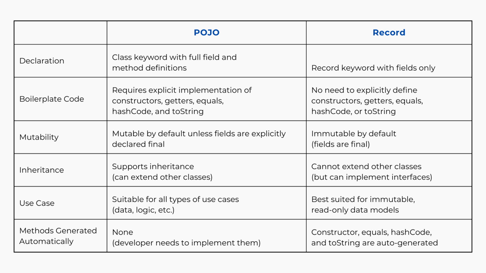In a traditional class, you will have to implement the constructor, getters, equals, hashCode, and toString methods. In case of a Java record, there is no need to explicitly define constructors, getters, equals, or hashCode. Let's talk about mutability. Traditional Java classes are mutable by default. Java records, on the other hand, are immutable in nature. All fields in it are final. Let's talk about inheritance. Traditional classes support inheritance. Java records cannot extend other classes, but they can implement interfaces.